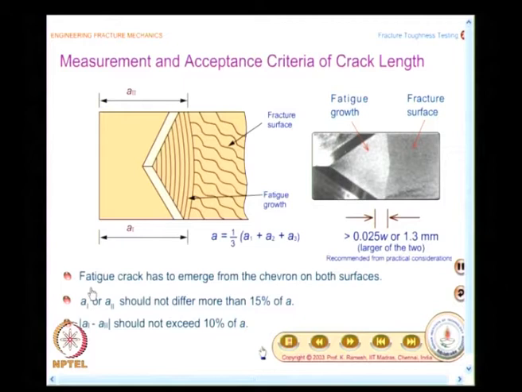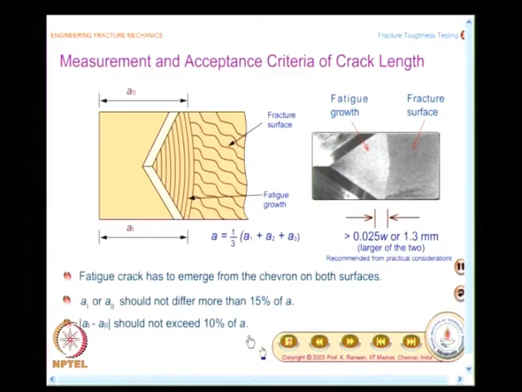So, the first requirement is you cannot have a crack stopped before the end of the chevron notch, it should come out. How much it should come out is shown here, and there is also another restriction, it should not come out too much. It says if you measure A1 on this surface and A2 on the other surface, they should not differ by more than 15% of A, and A1 minus A2 should not exceed 10% of A.